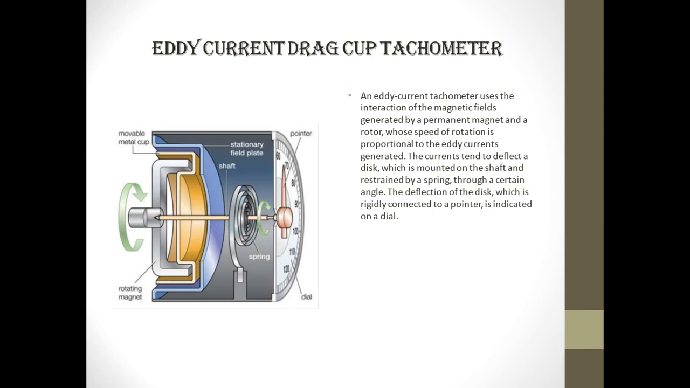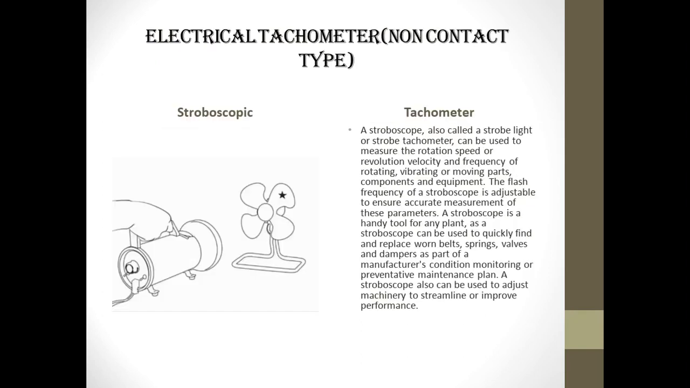After eddy current drag cup tachometer, the speed measurement device that we are going to study is the stroboscopic tachometer. The stroboscope is a simple man-portable manually operated device which can be used for measurement of periodic or rotary motion. Basically, the instrument is a source of variable frequency flashing brilliant light, the flashing frequency being set by the operator. The circuit used is based upon a variable frequency oscillator which controls the flashing frequency.